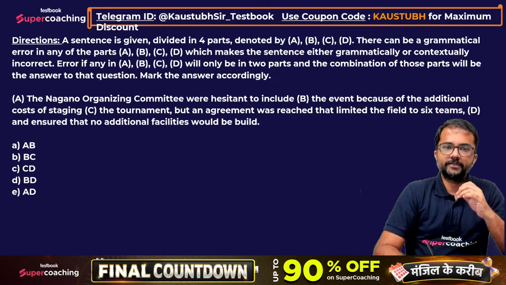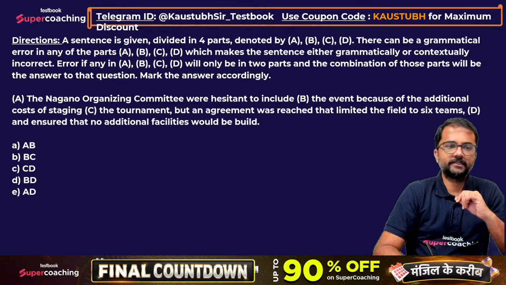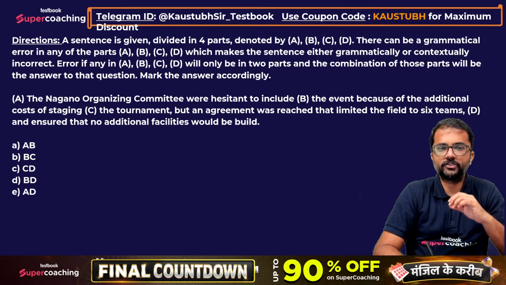The Nagano Organization Committee were hesitant to include the event because of the additional costs of staging the tournament. But an agreement was reached that limited the field to 6 teams and ensured that no additional facilities would be built.